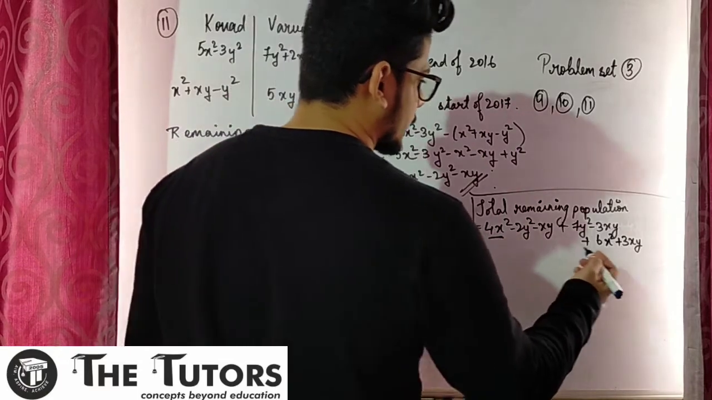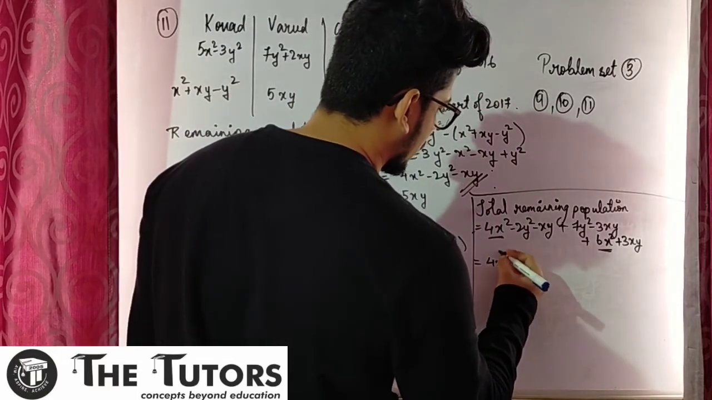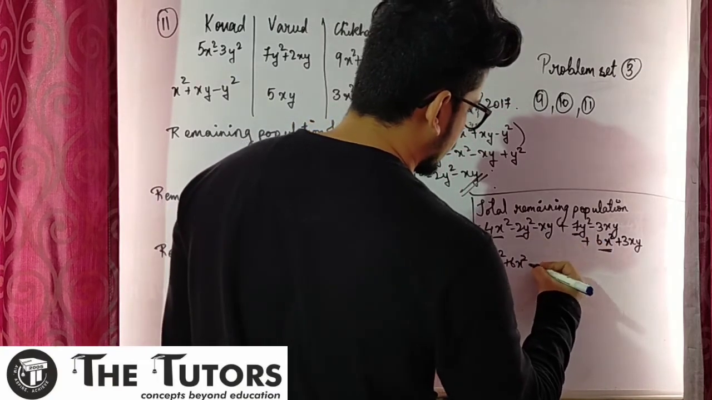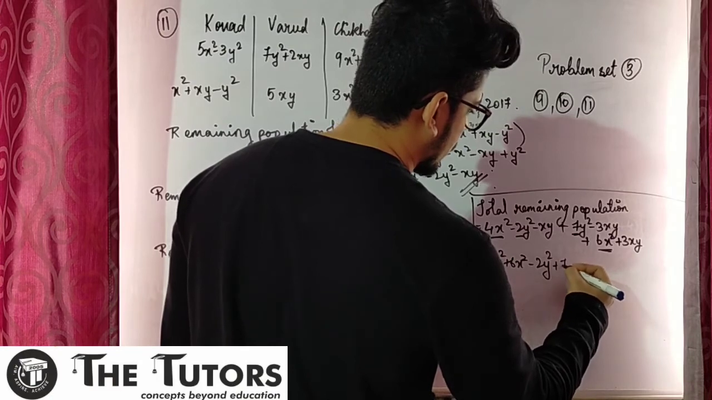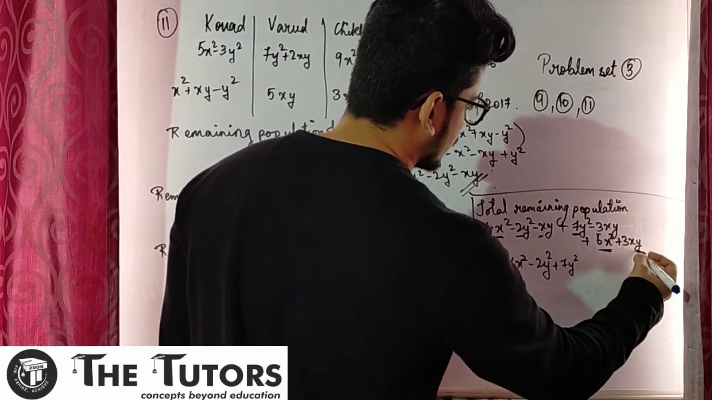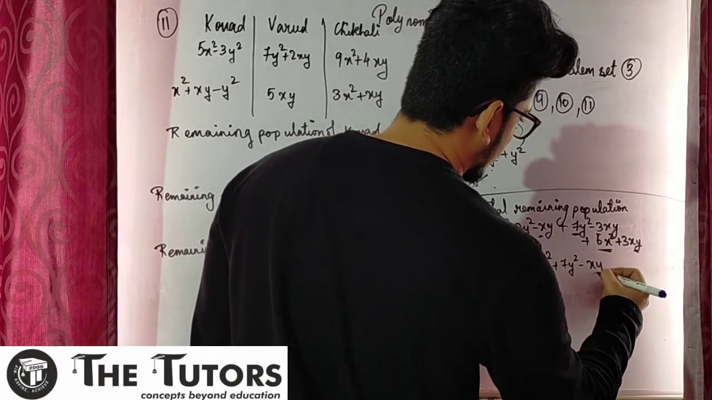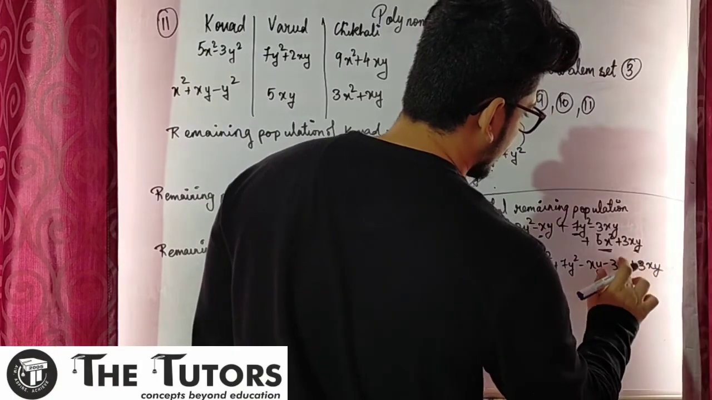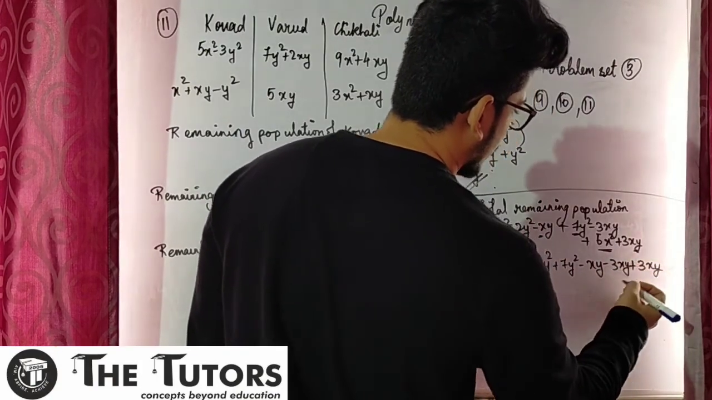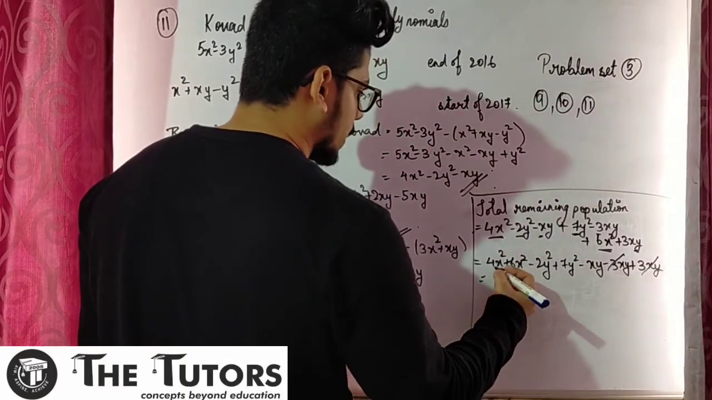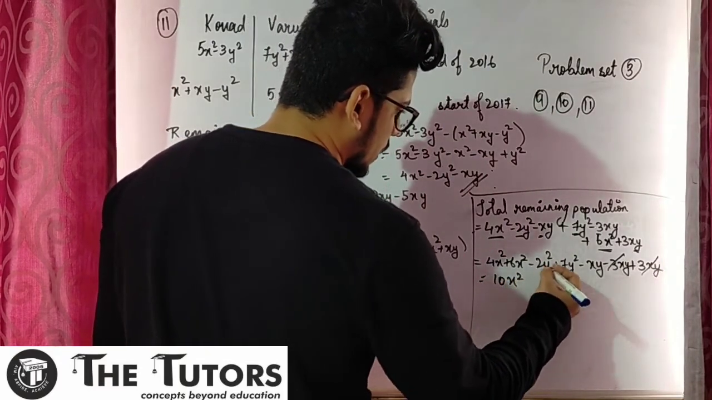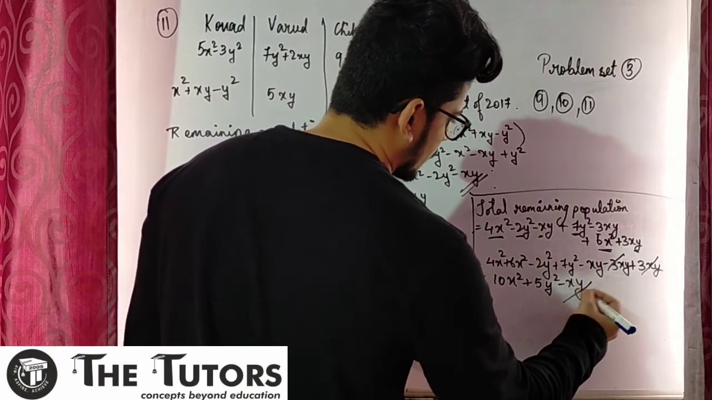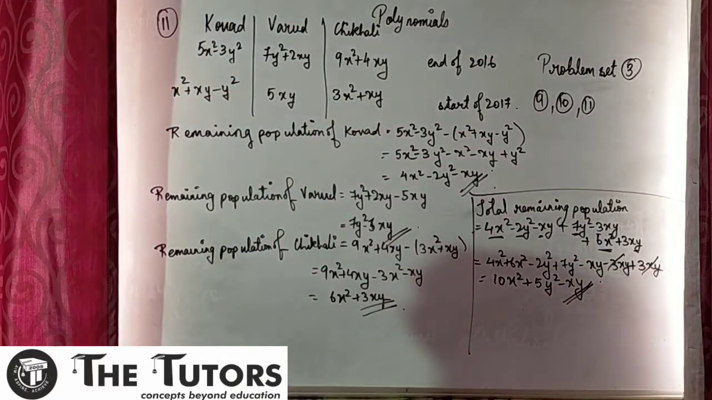You take the square terms: 4x² plus 6x². You take the y² terms: minus 2y² plus 7y². You take the xy terms: minus xy minus 3xy plus 3xy, which cancel. 4x² plus 6x² is 10x². 7 minus 2 is 5y², and minus xy is your remaining population.